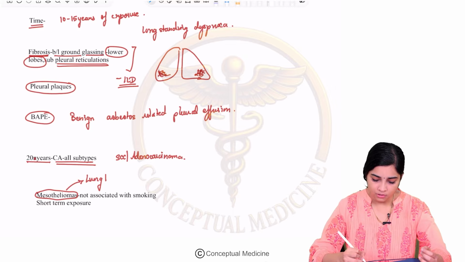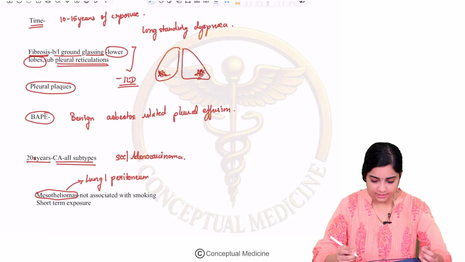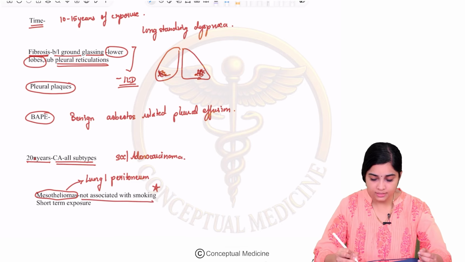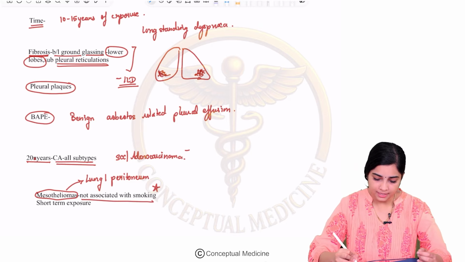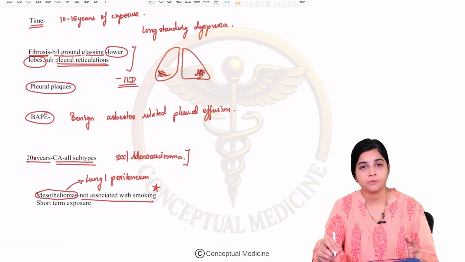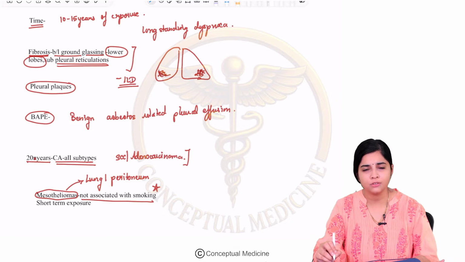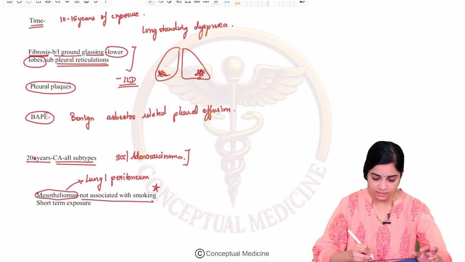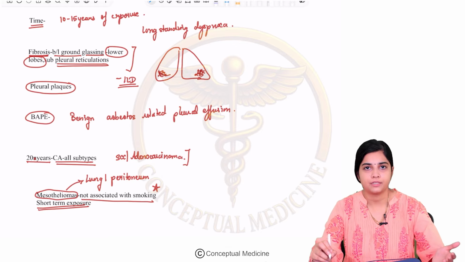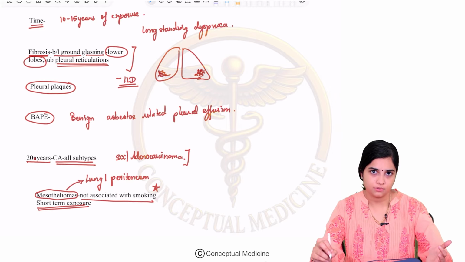Mesotheliomas are one of the specific types of malignancies associated with asbestos exposure, and these can be seen in the lung as well as the peritoneum. And a characteristic feature is that they are not associated with smoking. So, these malignancies that we saw, the lung malignancies, if this is asbestos exposure along with smoking, then there is a high risk of lung malignancy. So mesotheliomas are not associated with smoking and they can arise even with short-term exposure to asbestos.